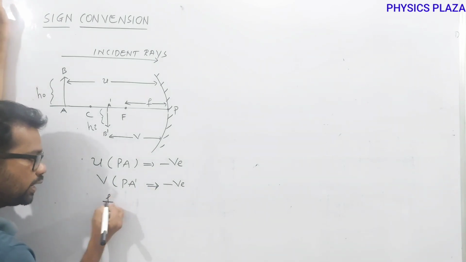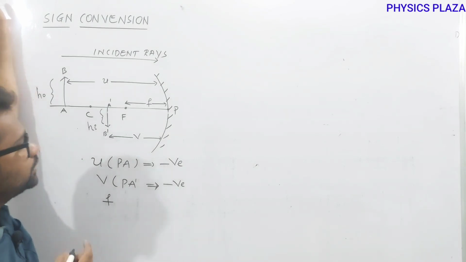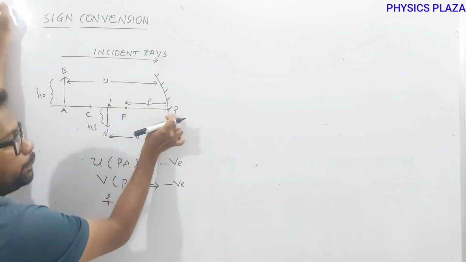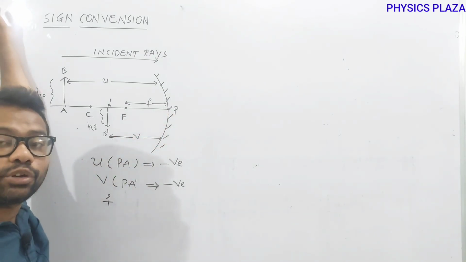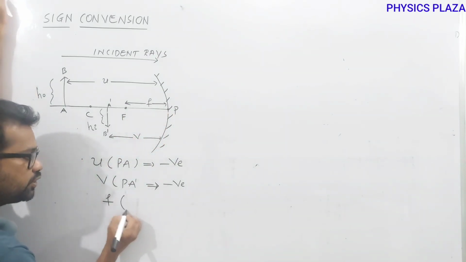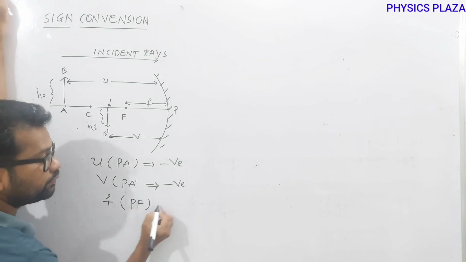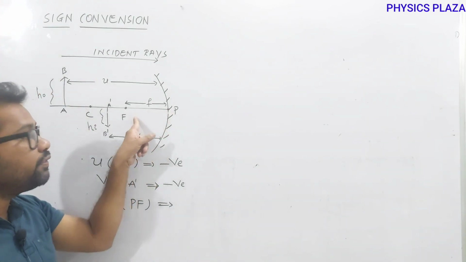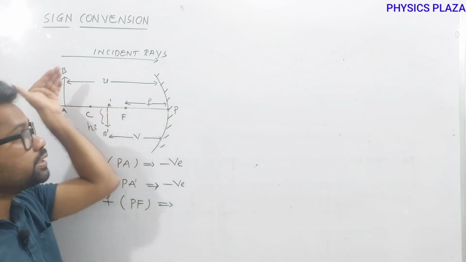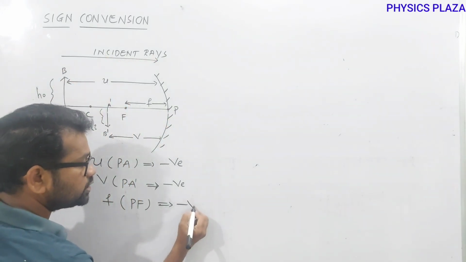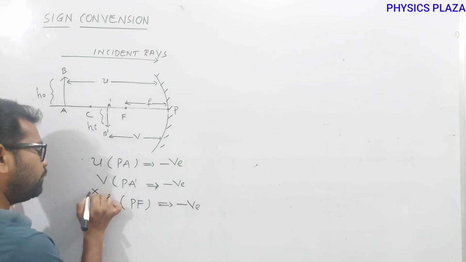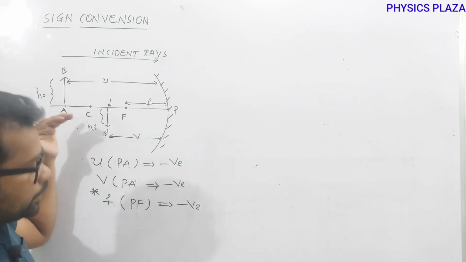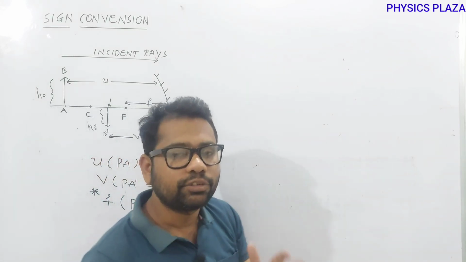Now I want to measure the focal length. So focal length FP. You can take F to P or P to F, but as per the sign convention, we must start from P only. We should take PF, in the sense P to F. As we are measuring P to F, we are moving opposite to the direction of the incident ray. So focal length is negative, which is very important. For a concave mirror, focal length is always negative.